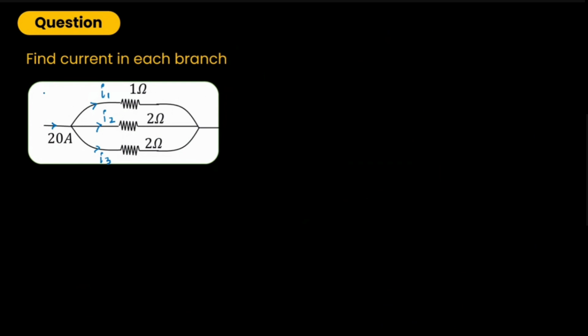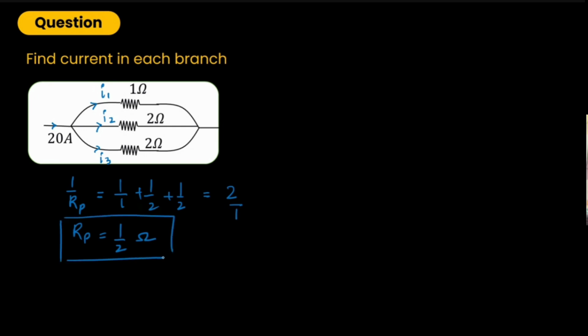So how can we calculate it? Again, first of all, we have to calculate net resistance, which is again in parallel combination. It should be 1 by 1 plus 1 by 2 plus 1 by 2. So it is approximately 2 by 1. So RP is going to be 1 by 2 ohm. So potential is something we can say I times R. So I is 20, R is 1 by 2, so 10 volts.